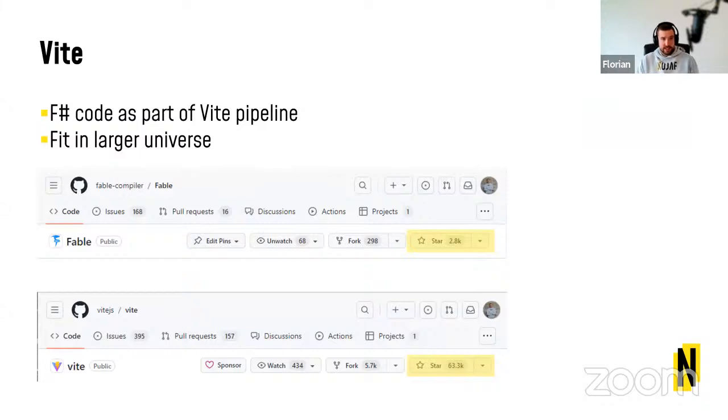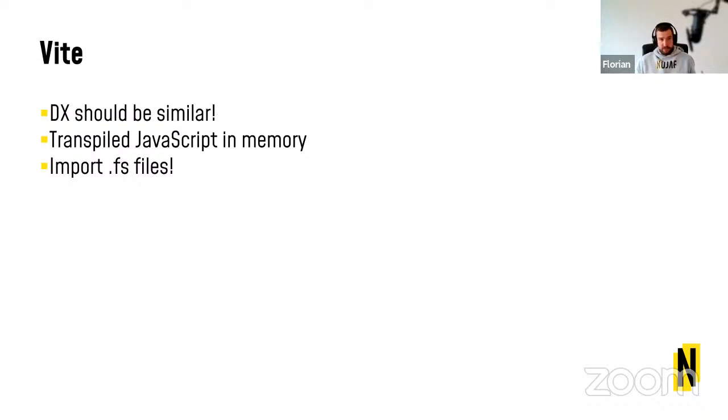So again, recapping, Vite just is a lot bigger than Fable. So you really want to let Fable fit into the Vite universe and not let the Vite universe revolve around Fable itself. So I really think that the entry point matters. You want to hook into that larger community that's just a lot more present in the front-end space. The developer experience should be similar.